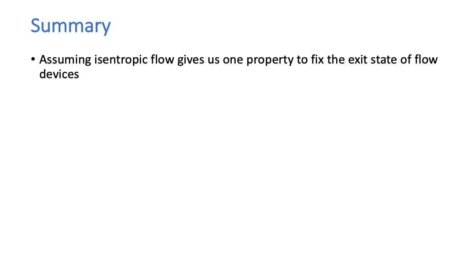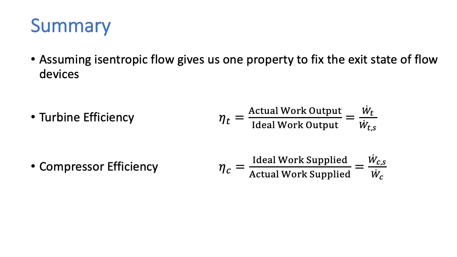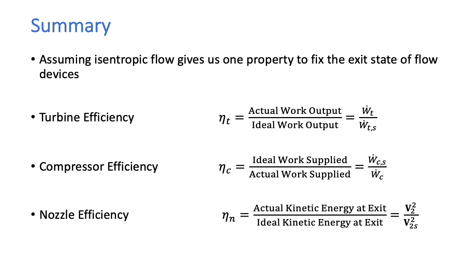To summarize, assuming isentropic flow gives us one property to fix the exit state of flow devices. A turbine efficiency is defined as the actual work output from the turbine divided by the ideal work output. A compressor efficiency is defined as the ideal work supplied to the compressor divided by the actual work supplied. A nozzle efficiency is defined as the actual kinetic energy at the exit divided by the ideal kinetic energy at the exit.